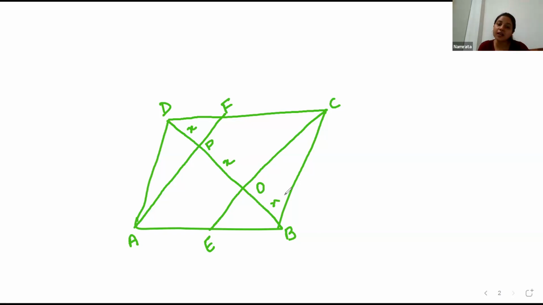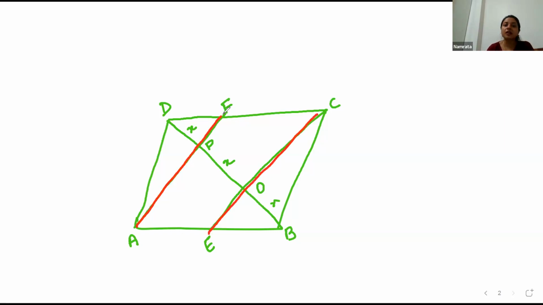The condition given is that ABCD is a parallelogram. E and F are the midpoints of sides AB and CD respectively. Then we have to prove that the diagonal BD is getting trisected, meaning cut into three equal parts. Let's do it. At first, we can prove that this one is a parallelogram.